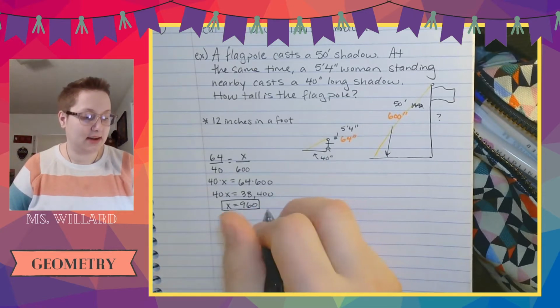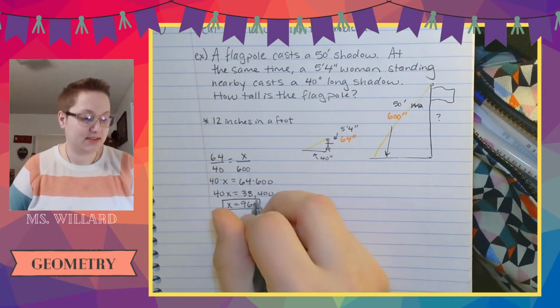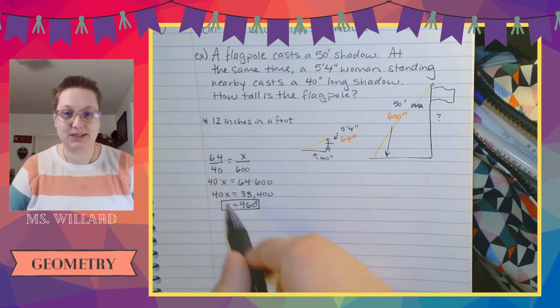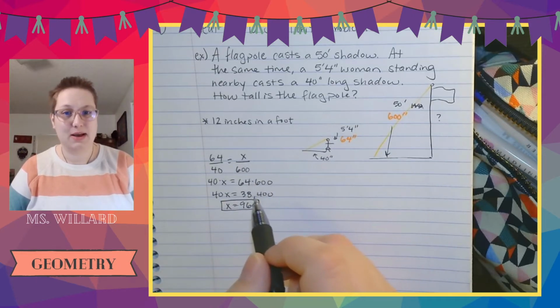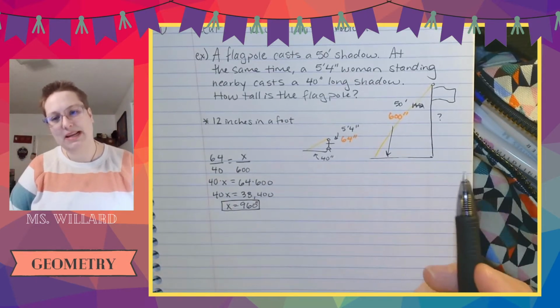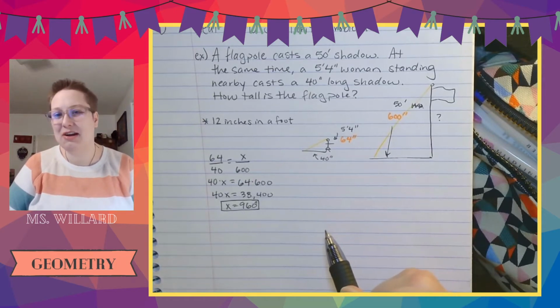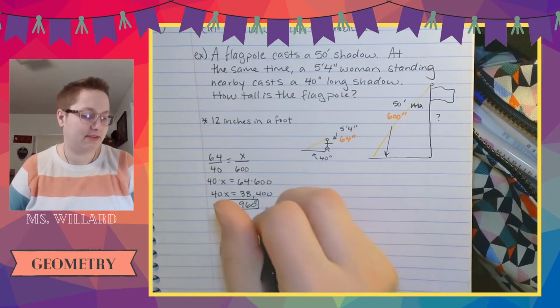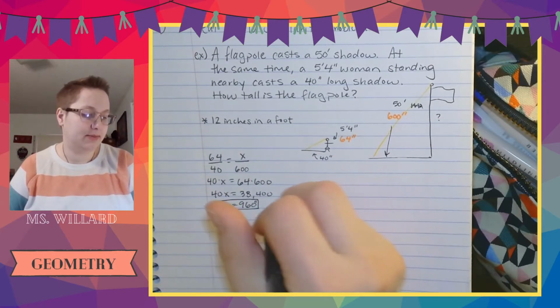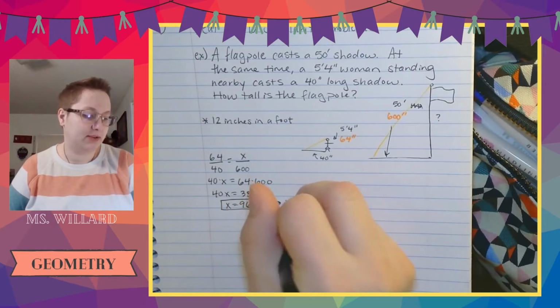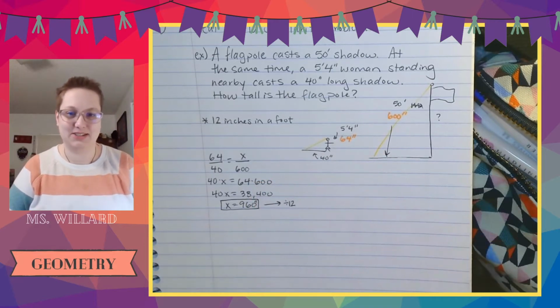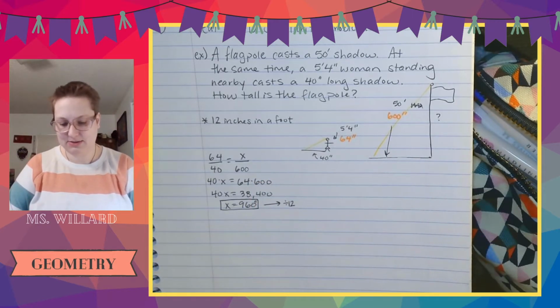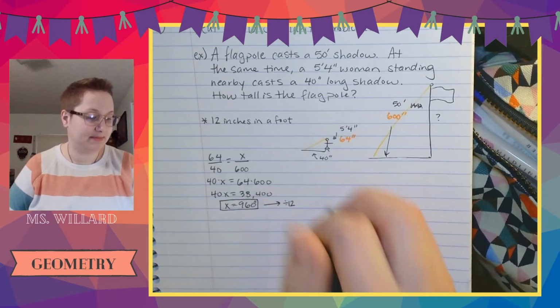So x is 960 inches, right? Because everything I did here was in inches, so my answer is in inches. But I don't need to know how many inches a flagpole is tall. I kind of care about feet. Plus, it gave me the flagpole's shadow in feet, so let's turn this into feet. To turn this into feet, I would divide by 12. It's just a 2 there. So 960 divided by 12 would get me 80 feet.